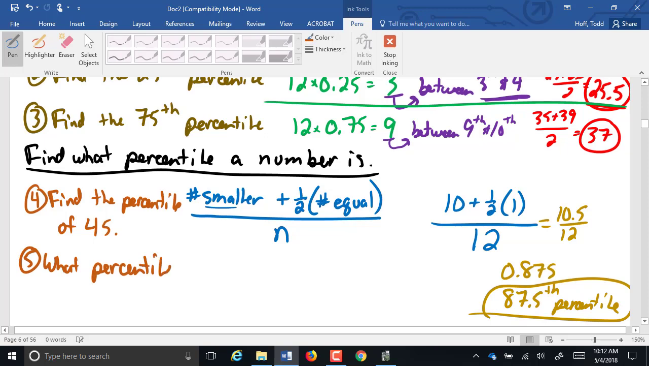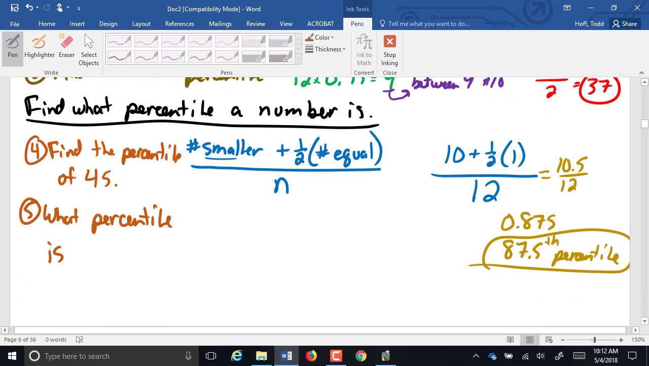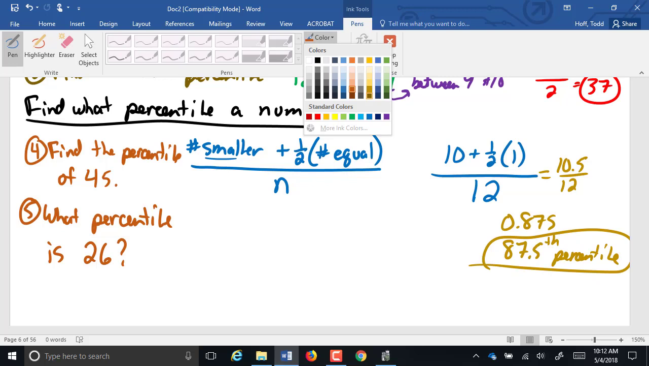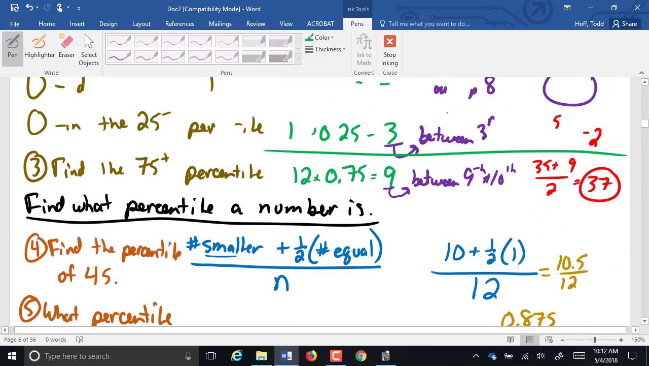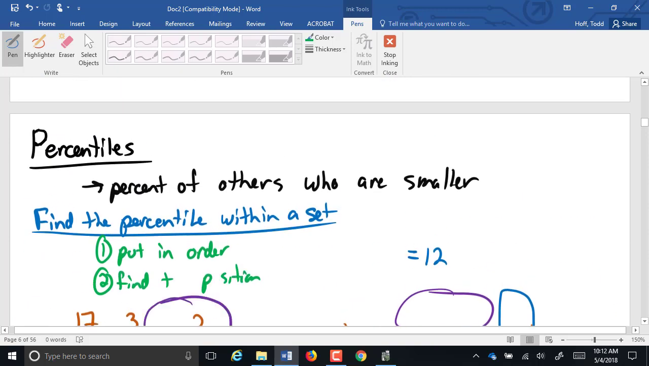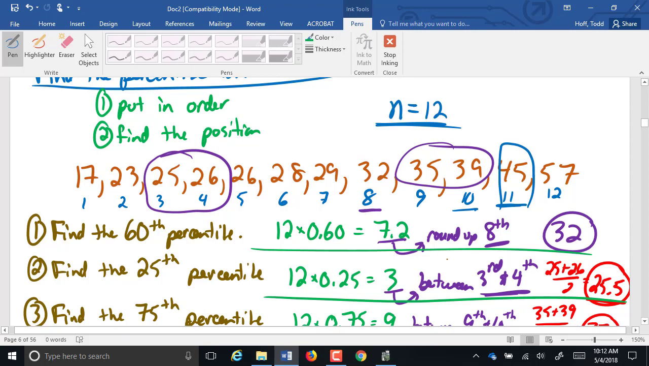I might ask what percentile is, I think it's 26 is the one that's repeated, yes. It's 26. So I'm gonna go back up here to my list. Here's the 26 right here. I'm gonna erase this. There's 26, it appears twice. How many are smaller than 26? 3, and how many are equal to 26? 2.